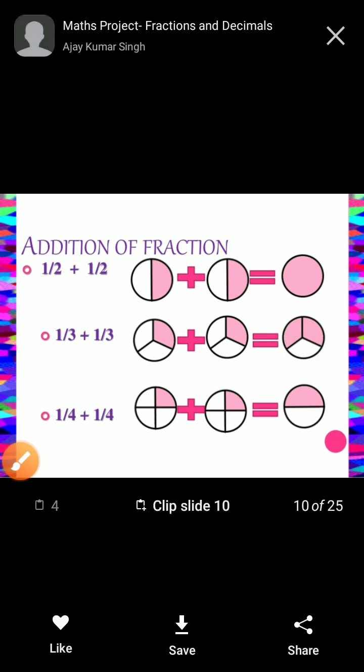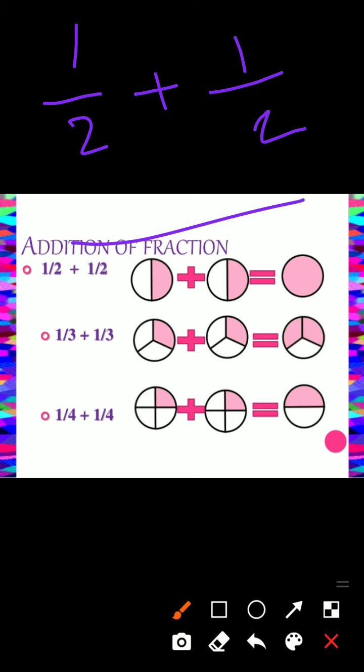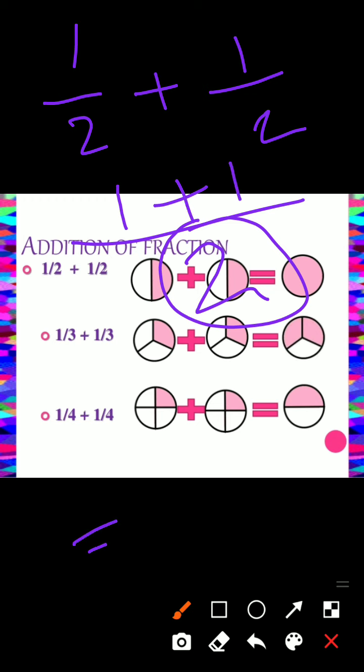How will you add this? 1 upon 2 plus 1 upon 2, so your LCM will be 2, both are the same, so you will write the 2 here, and the upper part will not change, it means the numerator will not change. 1 plus 1 is 2, 2 upon 2, the 2 will cancel with the 2, then you will get 1, it means you will get one whole thing. Okay, so like this you can add your fractions.